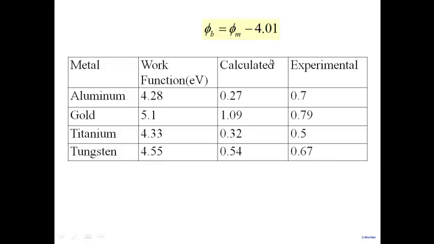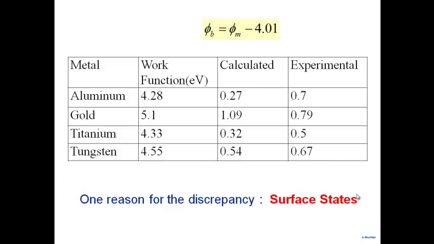So obviously something else is going on. There's something else which also has an impact on barrier height besides the metal work function. And one of the major reasons for the discrepancy that you see here is what are known as surface states. Okay, so let me explain what is happening here.